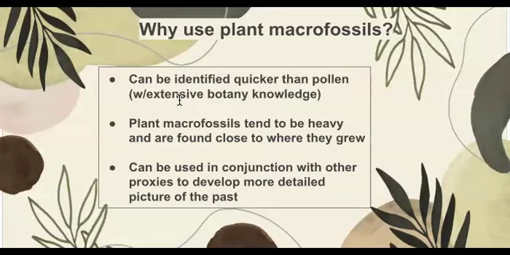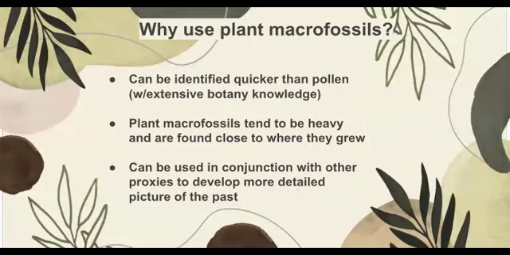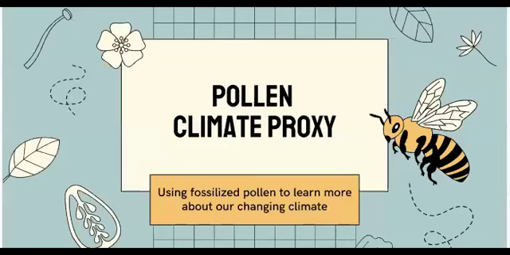And in many cases, macro fossils can be identified quicker than pollen. They tend to be heavy or found close to where they grew, and they can be used in conjunction with other proxies. So I was just talking to you about both plant micro and macro fossils.